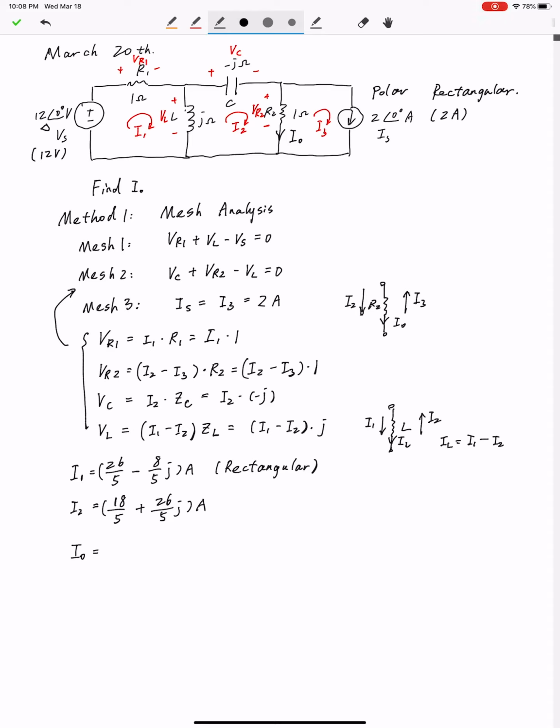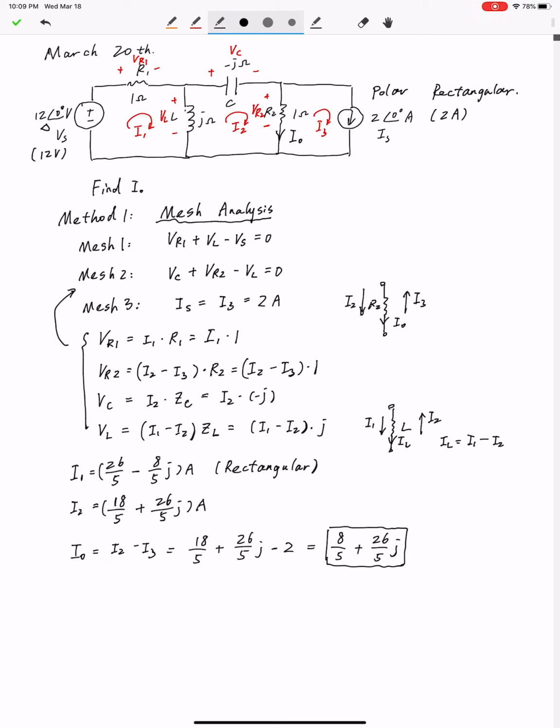I0 can be calculated as I2 minus I3, and that equals 18 over 5 plus 26 over 5 j minus 2, and that should be 8 over 5 plus 26 over 5 j. Alright, so that's the result of this question. Alright, so this is how we solve this problem by using mesh analysis.